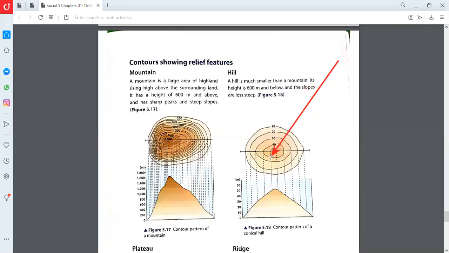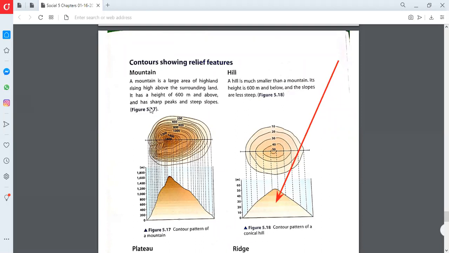So a hill is less than 600 meters, a mountain is 600 meters or more than that. A mountain is bigger than a hill, a hill is smaller than a mountain. A mountain has sharp slopes and a peak. A hill has less sharp slopes, or less steep places to walk. So these are the two things which we see right now that are presented by the contour lines.